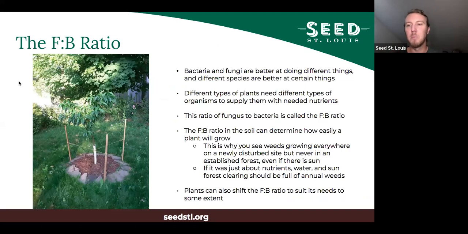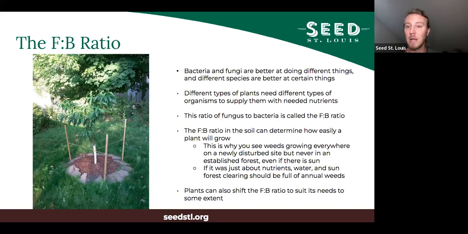So all of this kind of boils down to these microorganisms. The measurement that is used when people have started doing soil tests, and there's a few places that can do soil tests this way, is different. Instead of looking at what the NPK is or what the pH is, another metric that you can measure is the fungal to bacterial ratio.